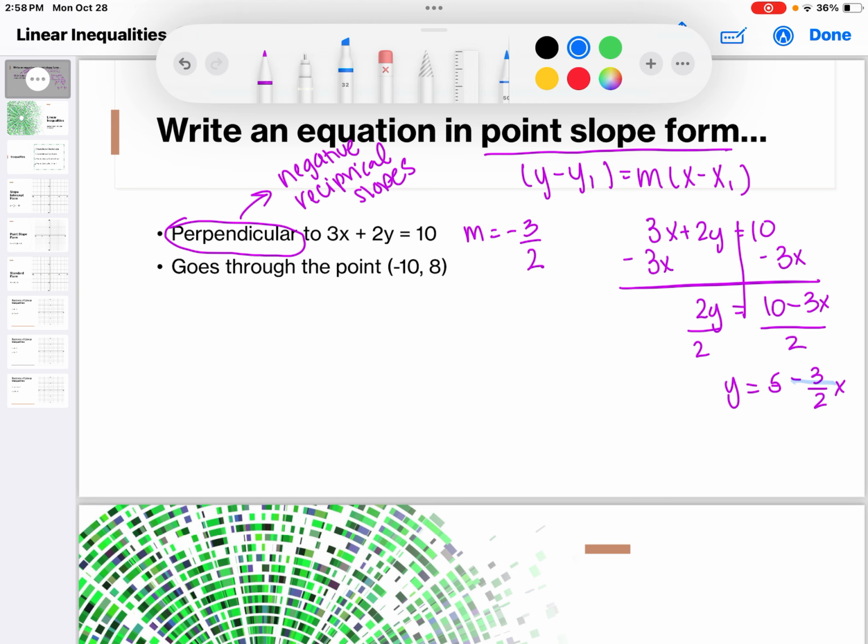So here you go. Here's that negative 3 over 2. Okay, your slope. So that's what we're going to use, but we need the negative reciprocal of that. So the slope we're actually going to use is positive 2 over 3.